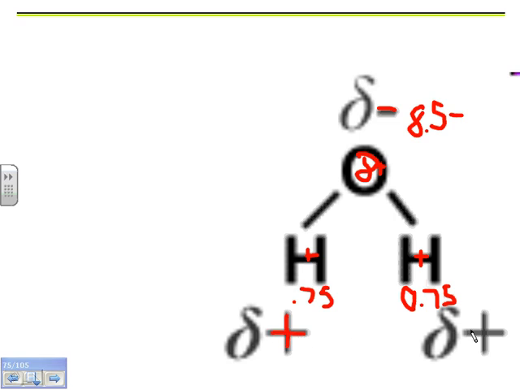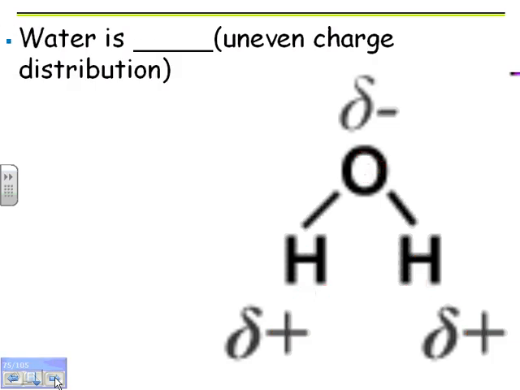So what I want you to remember for water is that it's polar, meaning one side is more negative and one side's a bit more positive. Water is polar. So that means an uneven charge distribution where one side is a bit negative and one side is a bit positive.